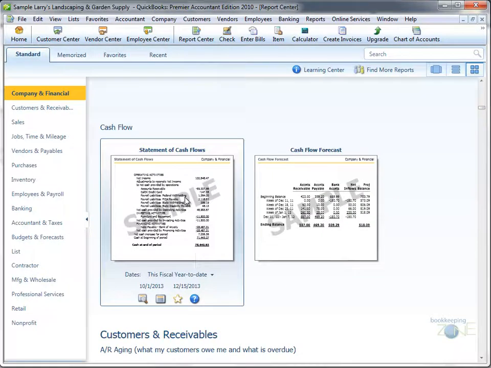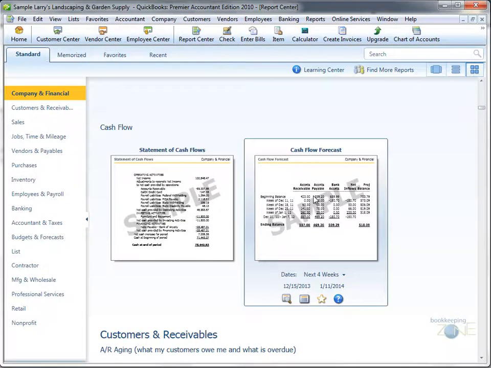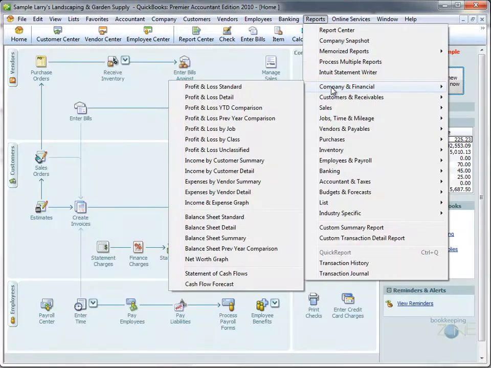The last batch of statements are your cash flow statements, which are the statement of cash flow and the cash flow forecast. So as you can see, there are plenty of reports available for you. You just need to figure out which ones are going to be best suited for you.